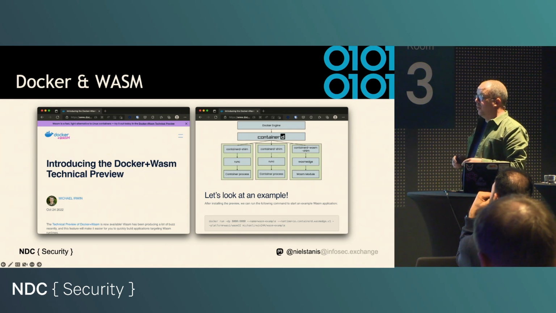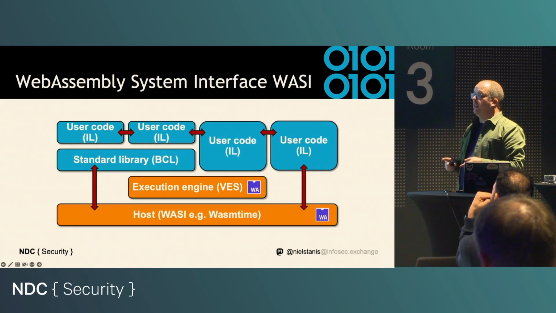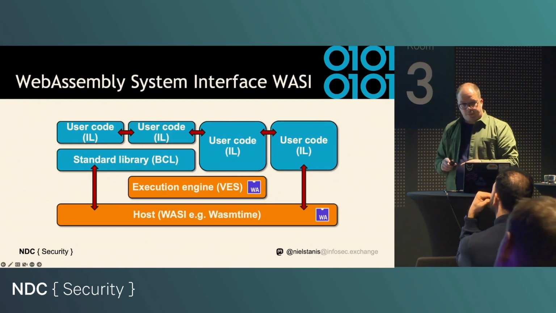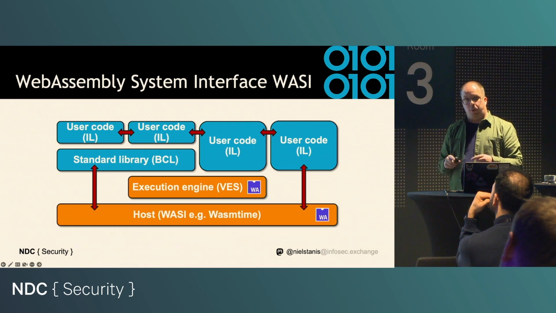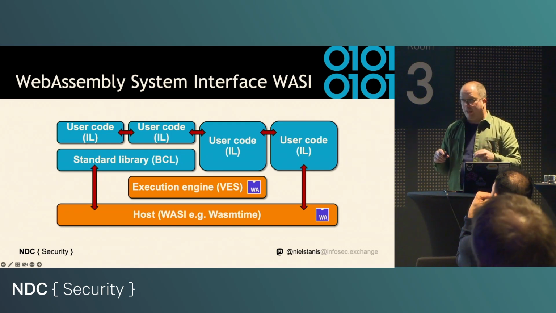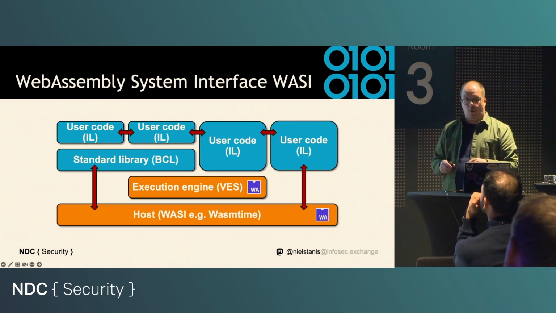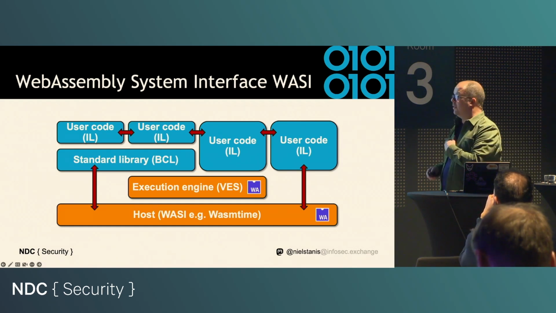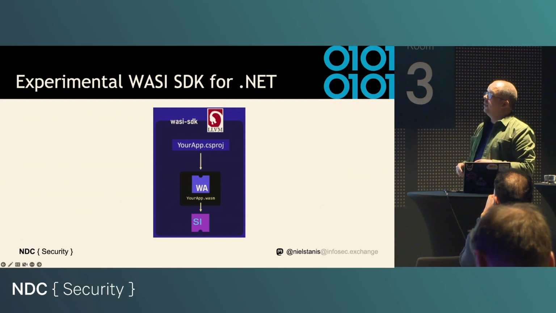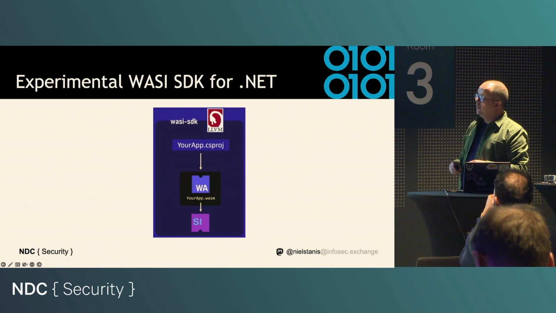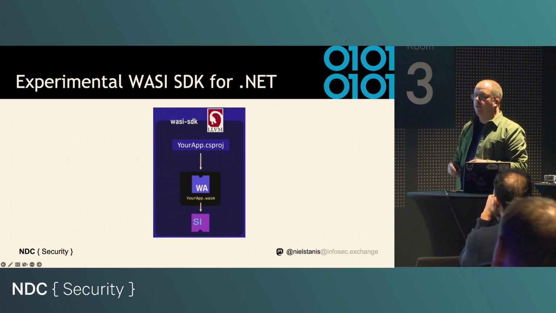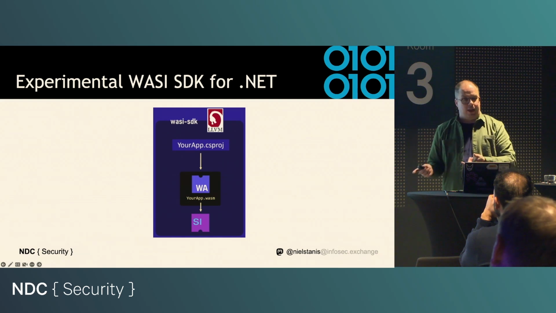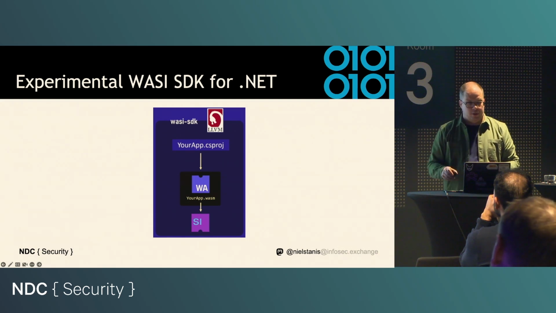So if we want to run WebAssembly outside the browser, we need to replace the host with a WASI-capable interface, and in our case it will be Wasmtime. So we're able to run it. And I think it was built last year when Steve Sanderson introduced a conceptual experimental WASI SDK for .NET, which will take your app and create a single WASM file that will use the WebAssembly System Interface, WASI, and it will execute.